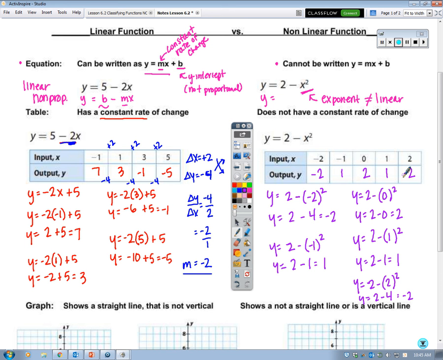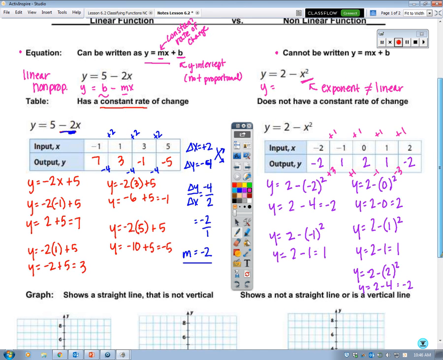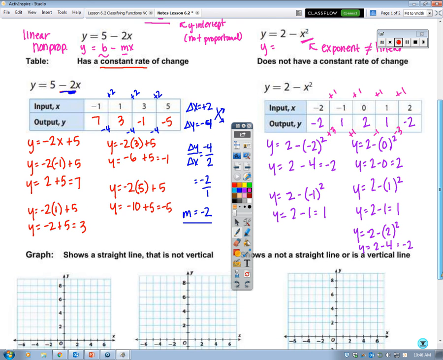It can still be a function, as long as it passes the vertical line test, and each input has only one output, which is true. That is true in this. However, it does not have a constant rate of change, right? If this is plus 1 the whole way, but this is plus 3, plus 1, minus 1, minus 3, right? So it does not have a constant rate of change. It will not make a straight line. It is a non-linear function. It is a function, but it is non-linear.